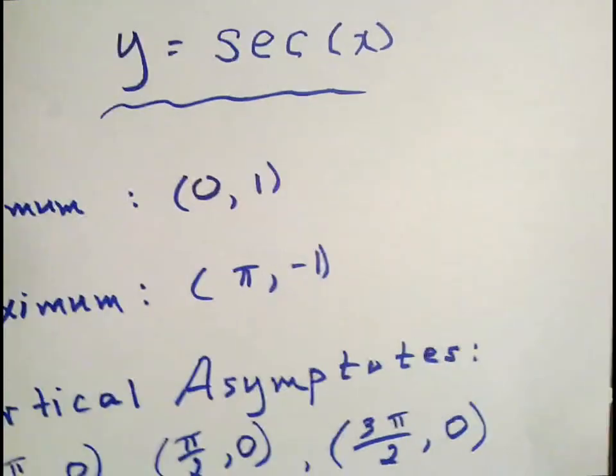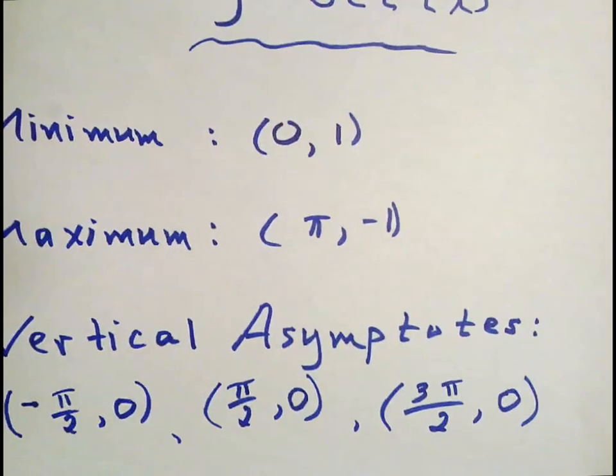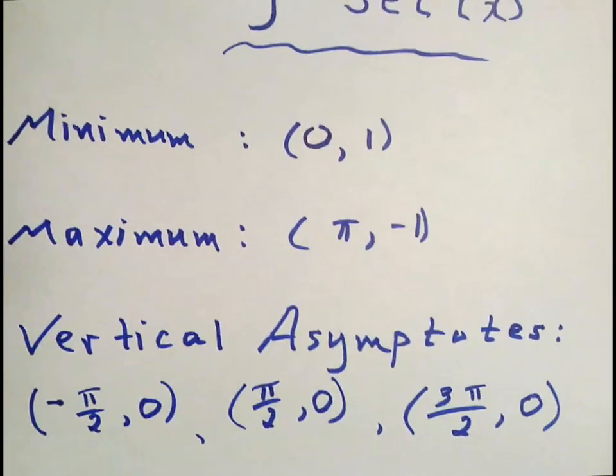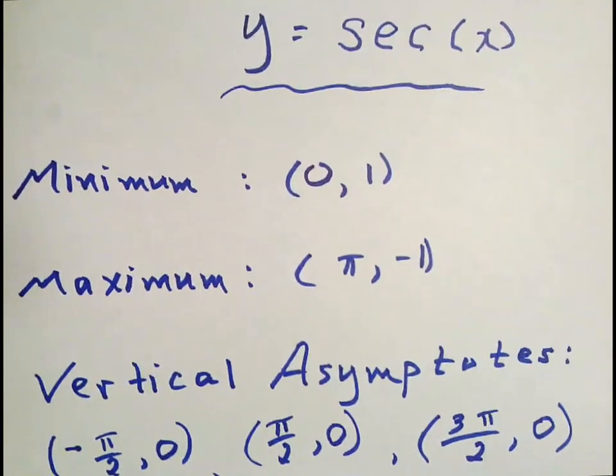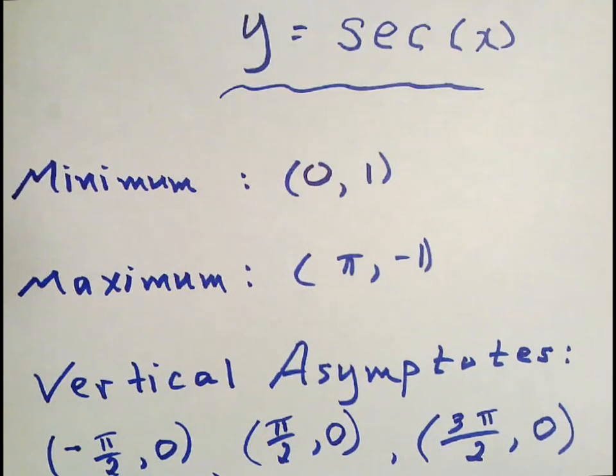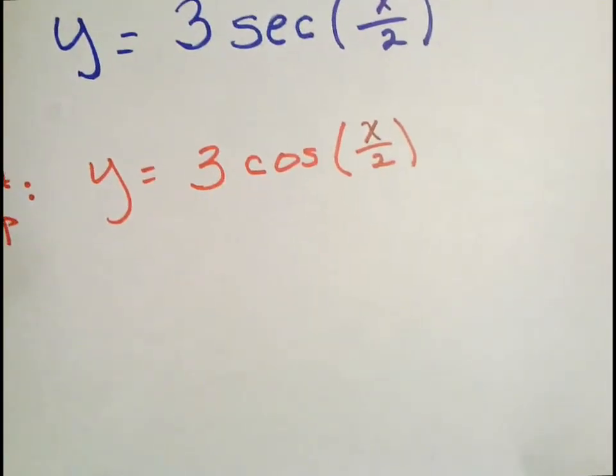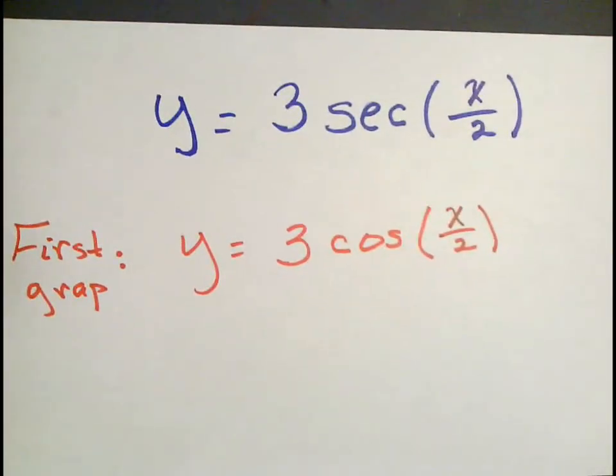So what I was just showing you there is the same thing that I'm showing you here about the max for y equals secant of x, about the max, the min, and the vertical asymptotes. Next, we're going to do this graph. We're going to have y equals 3 times secant of x divided by 2.